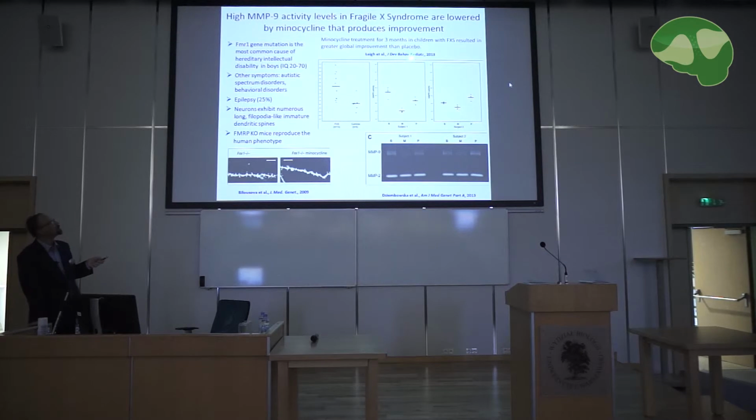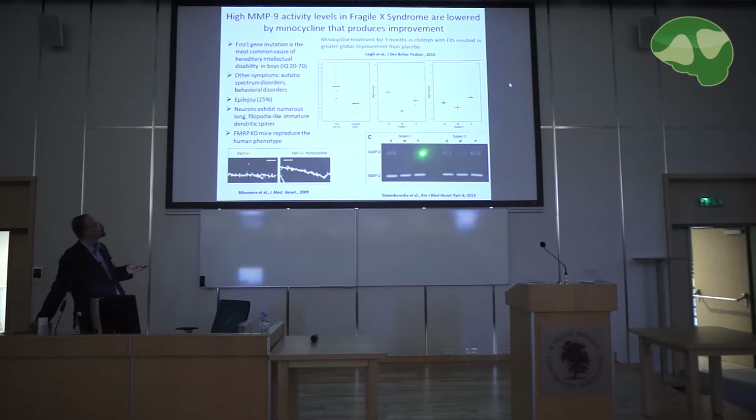And the colleagues from Sacramento, who asked us to collaborate, reported that this minocycline given for 3 months in children was beneficial. And they asked us to look at MMP9 levels in the blood, in the serum of these patients, and during the treatment, again, MMP9 was decreased, MMP2 was not affected. After the treatment, the MMP9 came back to the previous levels.